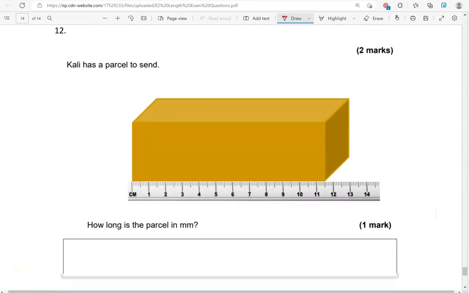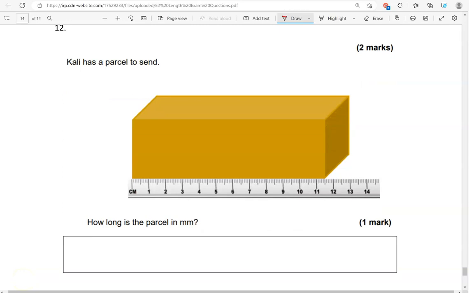Callie has a parcel to send. How long is the parcel in millimetres? So the millimetres are these small divisions here. There are 10 of them in 1 centimetre. So we're going 10, 20, 30, 40, 50, 60, 70, 80, 90, 100, 110, 111, 112, 113, 114, 115. So 115 millimetres. If you can't count past 100, don't worry, because that's what you expect at this particular level.